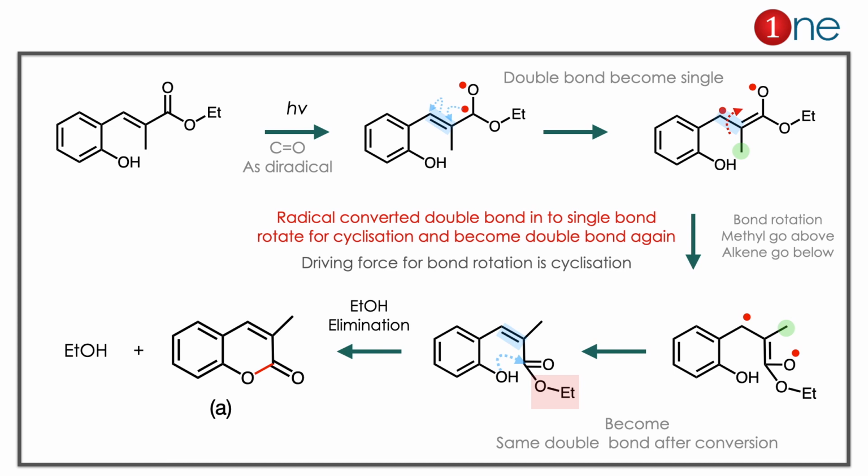Here you have to learn two important things. One is identifying the reaction center. Carbonyl is very labile, so it would be the reaction center. Second thing is you have to look for the cyclization product. So always promote the cyclization by bond rotation.